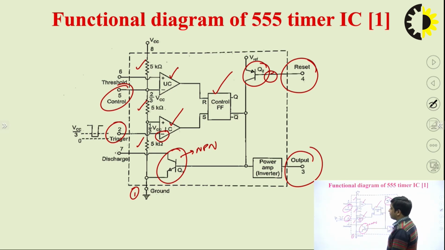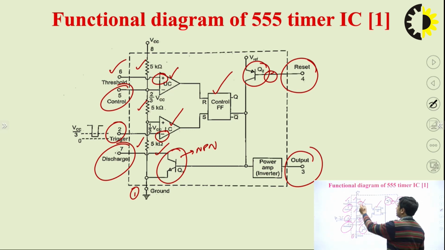Now see, if we are not applying any voltage, in that case we just connect a capacitor in between pin number 5 and pin number 1, that is the ground pin, just to remove the ripples and noise. Pin number 6 is the threshold. This pin number 6 is connected to the non-inverting terminal of the upper comparator. Pin number 7, you can see, is the discharge pin, and this pin number 7 is connected to the collector terminal of the Q1 transistor, and pin number 8 is the supply voltage VCC.